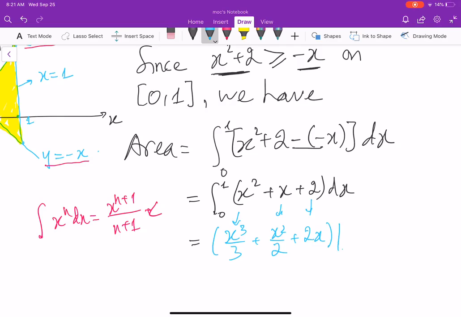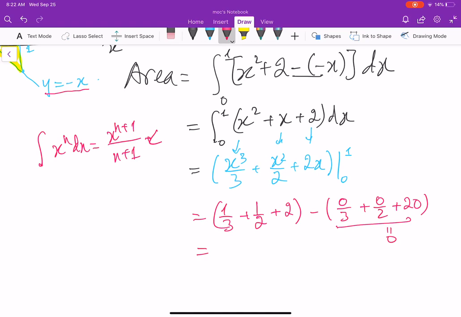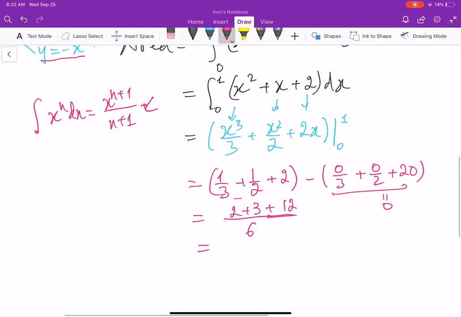And this is evaluated from 0 to 1. I plug 0 and 1 into this function. First we plug 1 in, we get 1 over 3 plus 1 over 2 plus 2, minus 0 over 3 plus 0 over 2 plus 2 times 0. So this part is 0. For 1/3, we can write 6 as the common denominator: 2 plus 3 plus 12 over 6. So basically, the final answer is 17 over 6.